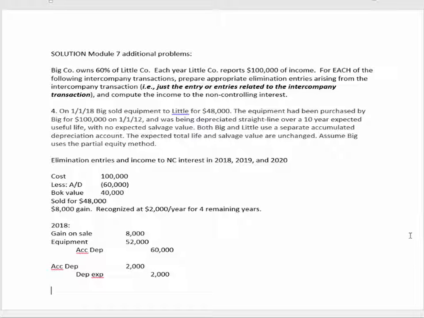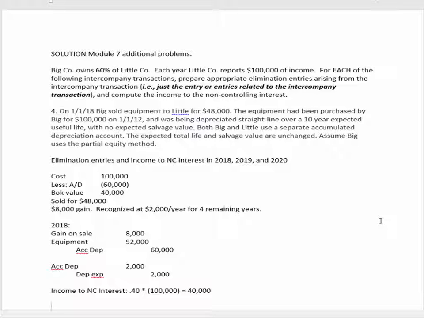Like so. The income to the non-controlling interest, they're going to get 40% of their share of the subsidiary's adjusted/realized earnings. Now, this was a downstream transaction. That means that the non-controlling interest is not affected by this, and so the non-controlling interest simply gets their share of the reported earnings.